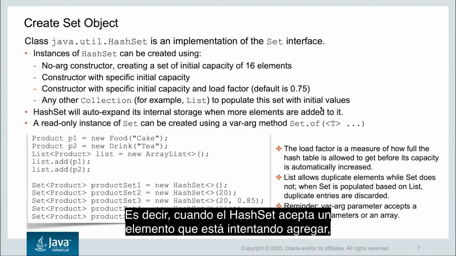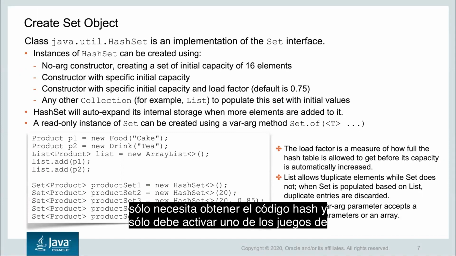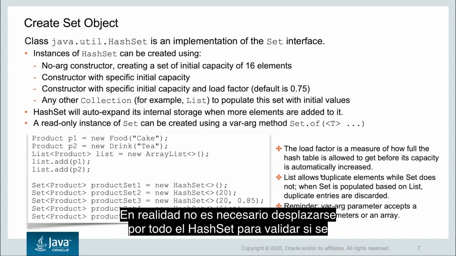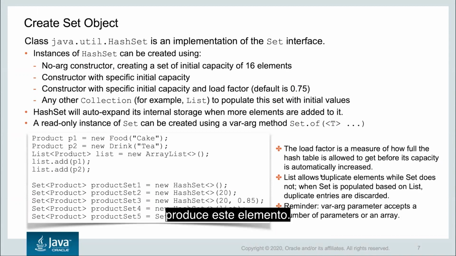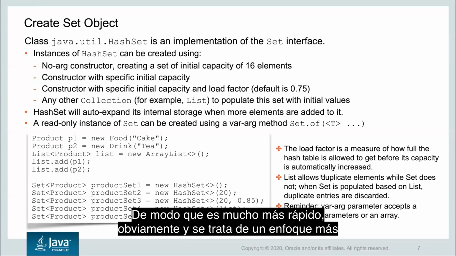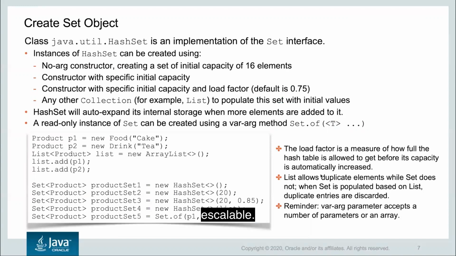And that means when the hash set accepts an element that you're trying to add, it only needs to get its hash code and check one of the buckets, the one in the range of that hash code. It doesn't need to scroll through the entire hash set to validate if this element occurs or not. It's enough to just check a subset. So it's obviously much quicker and a more scalable approach.